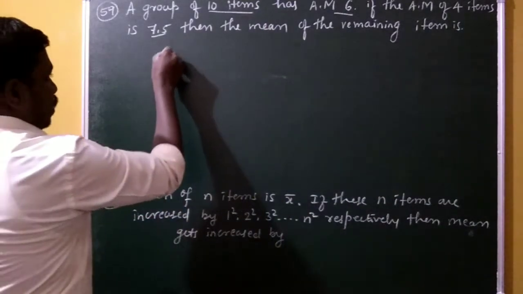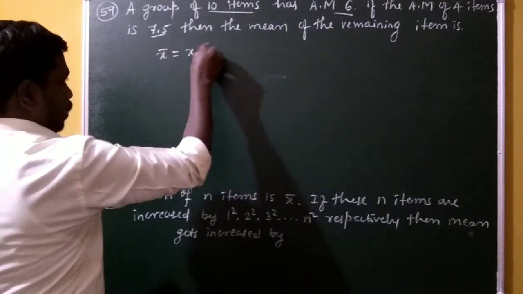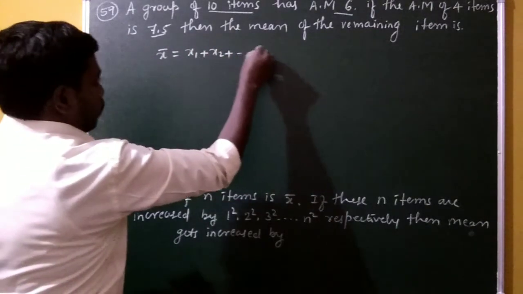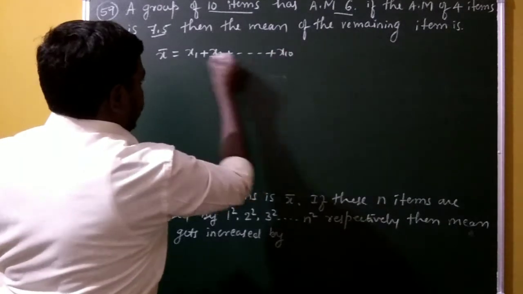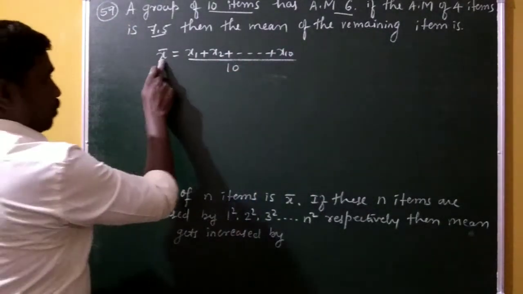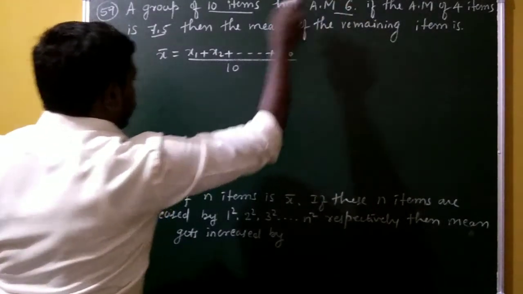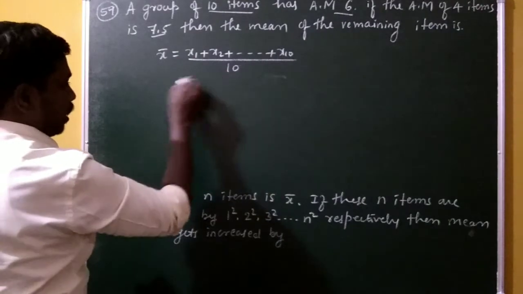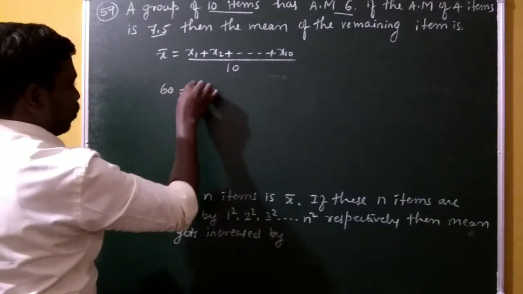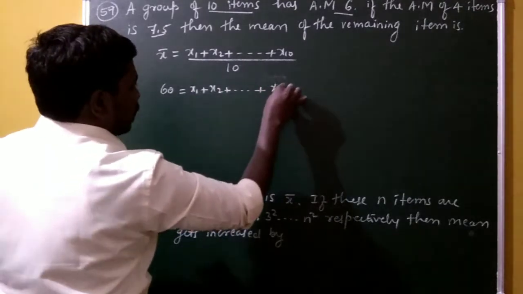So x bar is equal to 10 items ಗೆ so define ಮಾಡೋಣ. x1 plus x2 up to x10, so divided by 10. X bar is how much? 6. The mean of 10 item is 6. Andre 6 into 10, 60 is equal to x1 plus x2 up to so on x10.